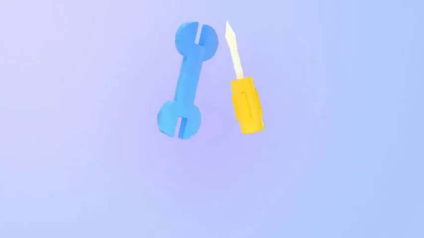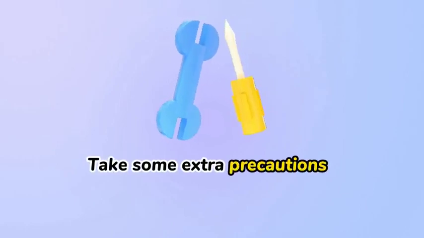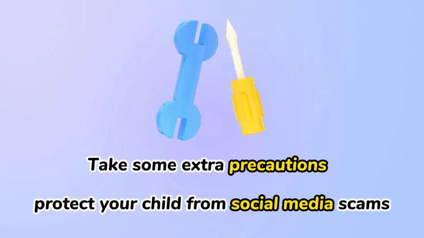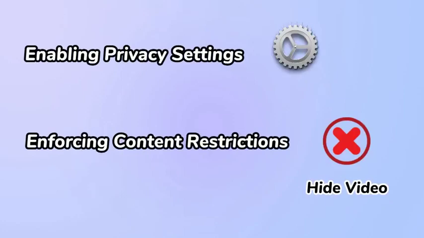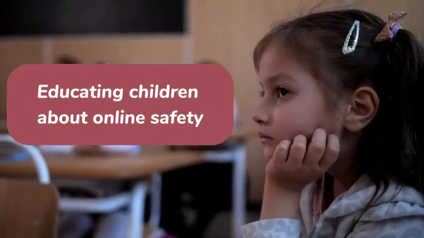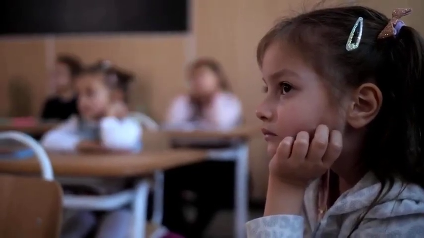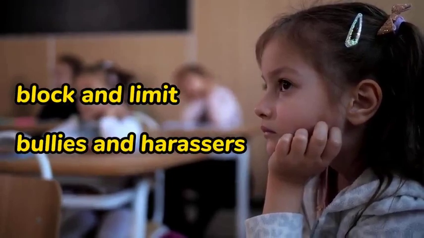In addition, you may need to take some extra precautions to protect your child from social media scams. For example, enabling privacy settings, enforcing content restrictions, educating children about online safety. You need to teach them to block and limit bullies and harassers.